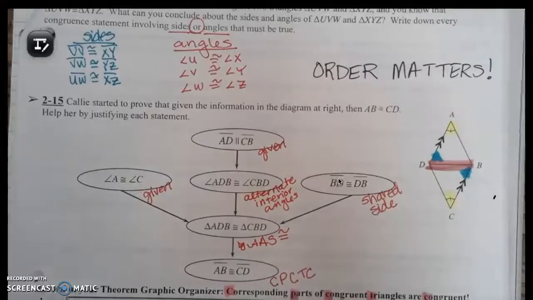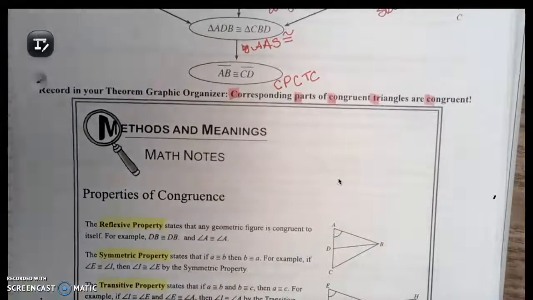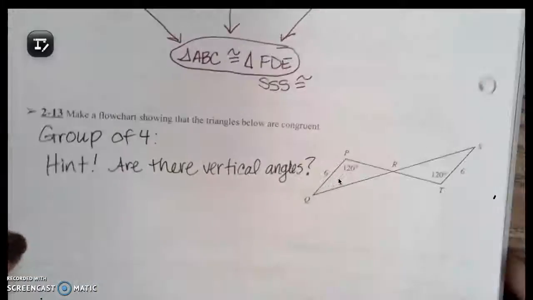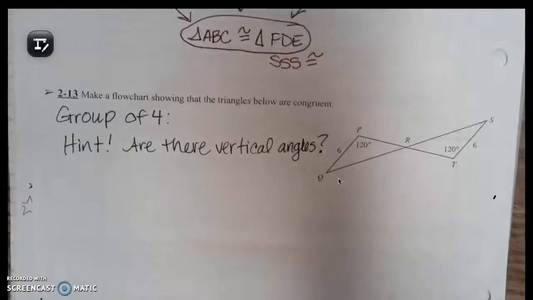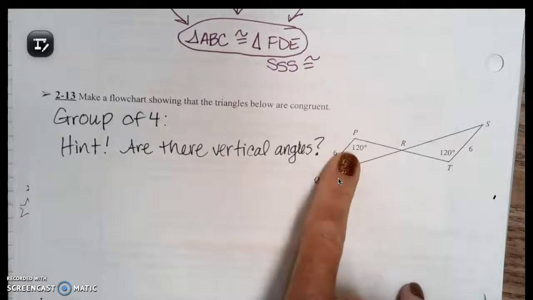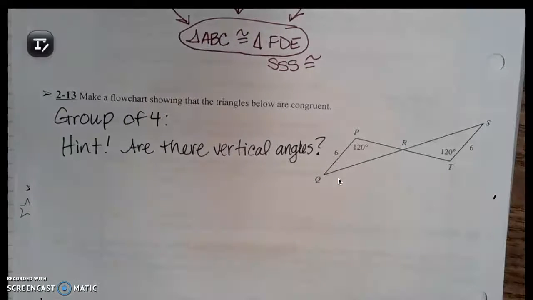Below this is our properties, which you should have copied into your graphic organizer. You guys are going to flip back over to question 13, and in your group of 4, you're going to highlight the 2 triangles here. See if you can make a flow chart showing that those 2 triangles are congruent.